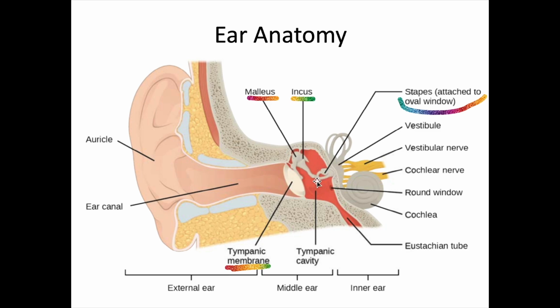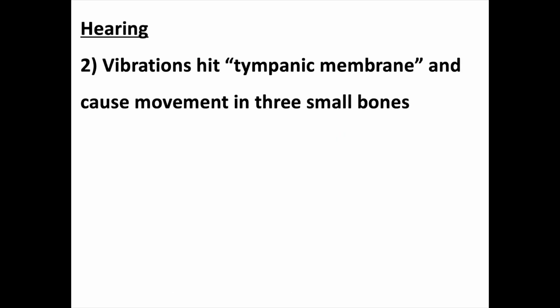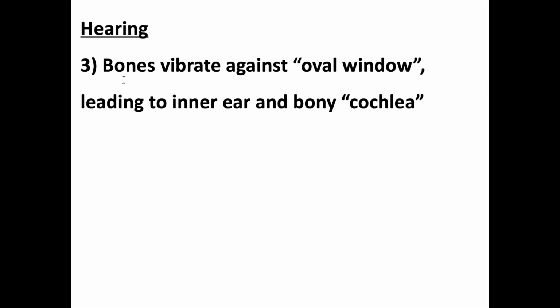For any trivia lovers out there, the stapes has the distinction of being the smallest bone in the human body. But these are bones. These are solid structures. So we're going from vibrations in the air now to vibrations in these solid bones. Once these vibrations are in the three bones, these bones vibrate against part of the inner ear called the oval window, leading to the inner ear in this bony cochlea structure.